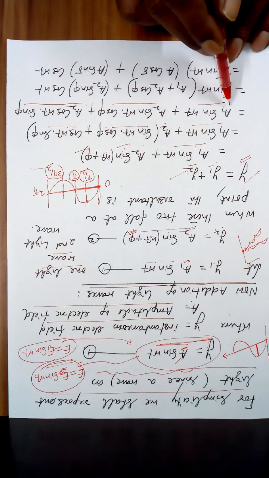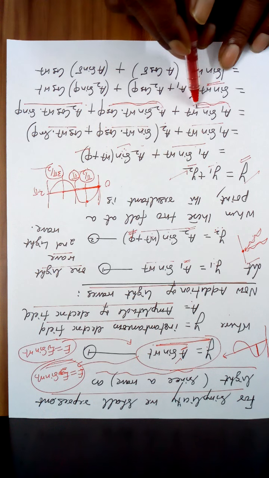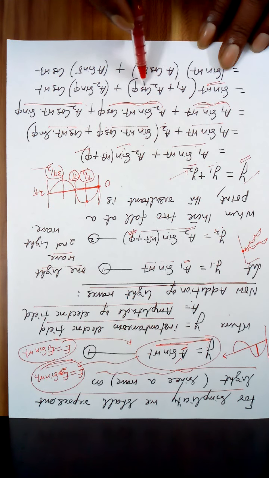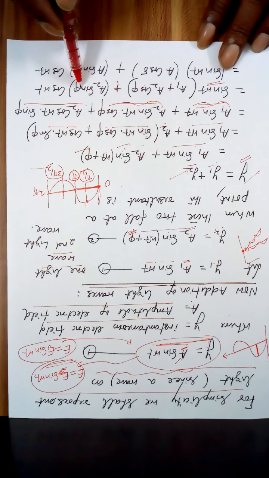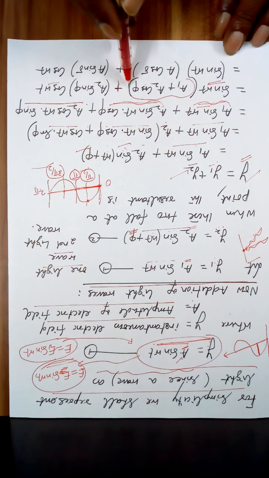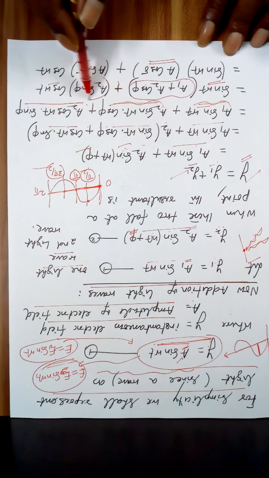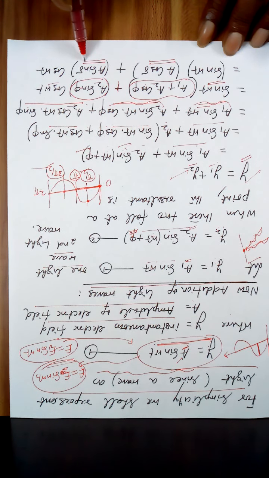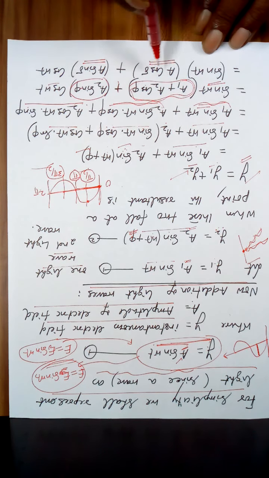Now what do I do? From this and this, I take sin omega t common. So I am left with (A1 plus A2 cos phi), and here I just rewrite it as A2 sin phi and then cos omega t. Then I make a substitution. Let this be substituted as A cos delta, and this be substituted as A sin delta. Suppose, if this is substituted as A cos delta, then what will be the value of A?